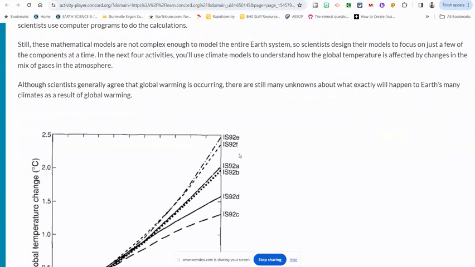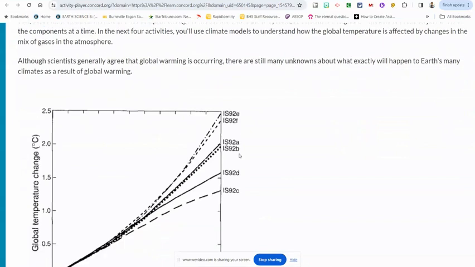In the next 4 activities, you'll use some climate models to understand how global temperature is affected by changes in the mixes of gases in the atmosphere. Although scientists generally agree that global warming is occurring, there are still many unknowns about what exactly will happen to Earth's many climates as a result of global warming.